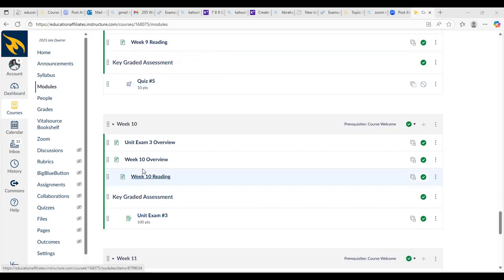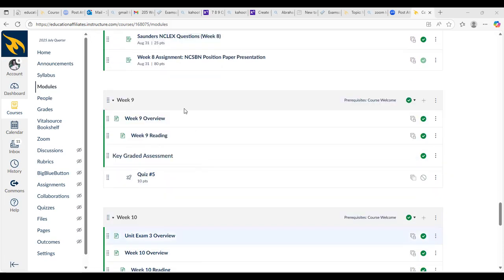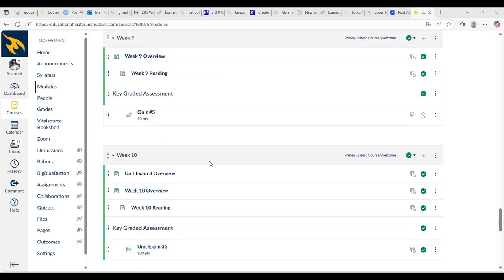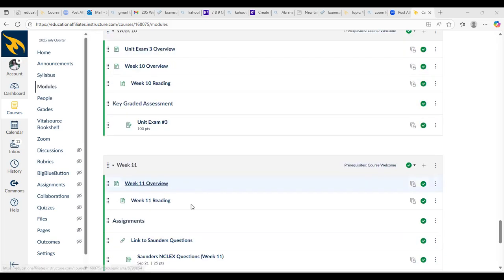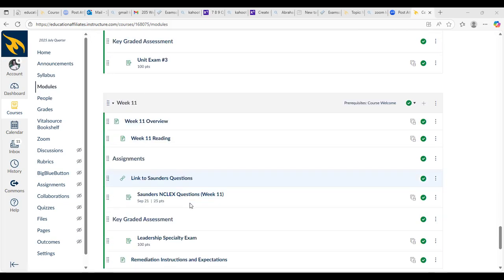Like I mentioned, in week 10, if you're taking more than one class, more than likely your unit exam 3s are going to be in that same week. Usually by week 9, sometimes at the end of week 8, but for sure week 9, you should be getting your HESI information, and it's specific to your campus. So be looking out for that.